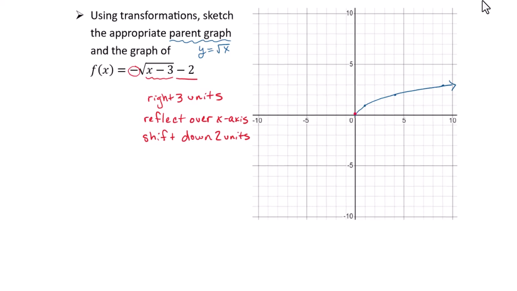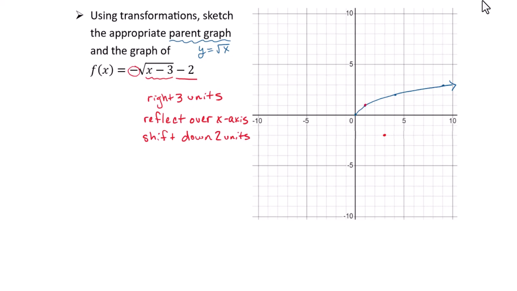Let's say we start with our beginning point, and we're going to move that right 3 units. So 1, 2, 3. Then we're reflecting that over the x-axis. Just think, if we folded this on the x-axis, where would it land? Well, it lands right where it is. And then we're taking that and we're going to move it down 2 units. So 1, 2, and that's where we land. And that's the beginning of the graph.